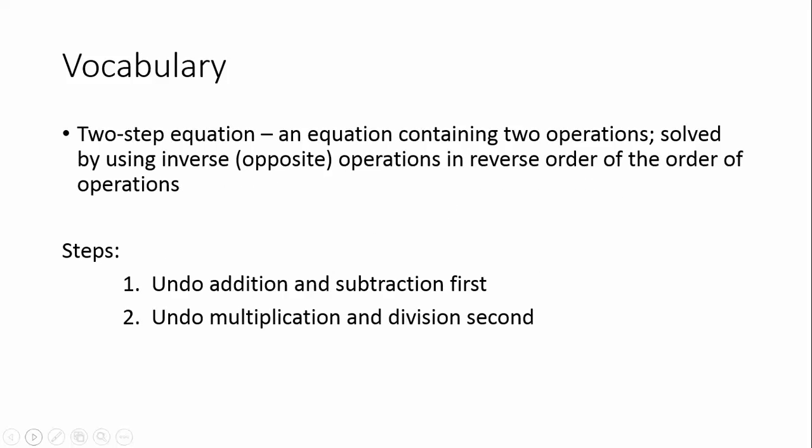So the vocabulary term is a two-step equation, and a two-step equation is an equation that contains two operations, solved by using inverse or opposite operations in reverse order of the order of operations. So the steps that you need to write down for solving a two-step equation are to undo addition and subtraction first, then undo multiplication or division on the variable.